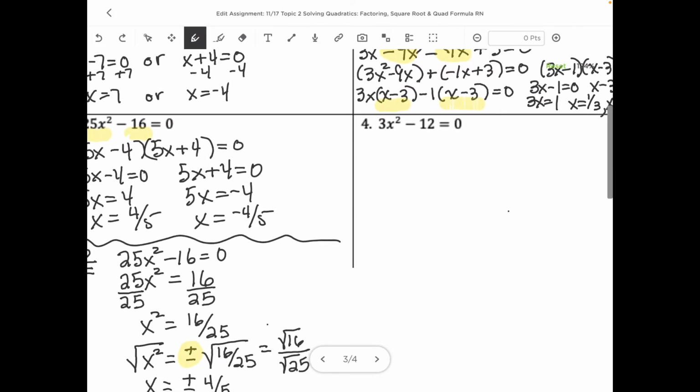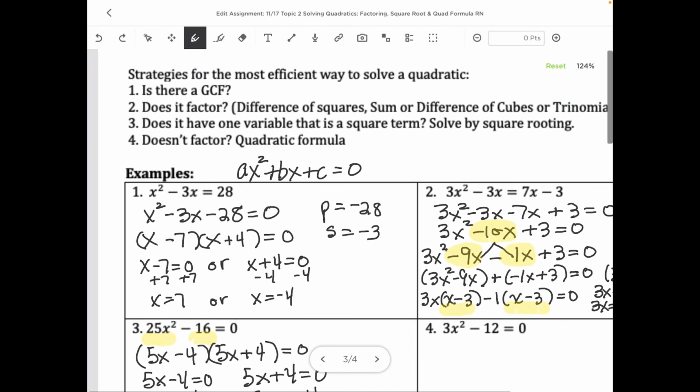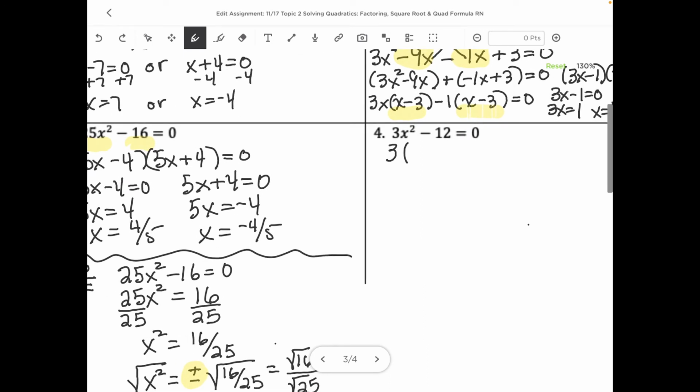Okay, number 4. Now, number 4, we have two terms again, right? And we see we have an x squared, but 3 and 12 are not perfect squares. So how might we proceed? Well, again, you could go back to the top where it says, is there a GCF? And there is. There's a GCF of 3, leaving me with x squared minus 4 equals 0. And from this point on, you can decide, am I going to solve by square rooting, or am I going to solve by difference of squares? If I use difference of squares, it's going to become x minus 2, x plus 2.